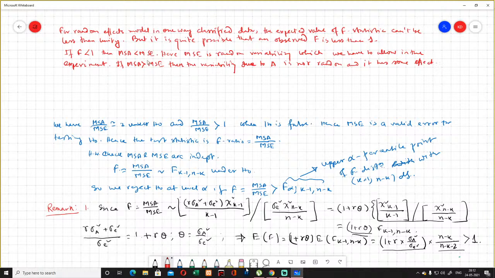Here one point you should write: since MSA is less than MSC, and MSC is a random variability which we have allowed in the experiment, this means the effect due to A is insignificant.